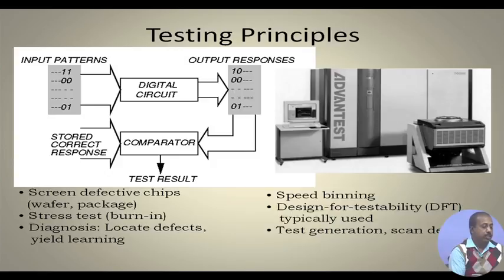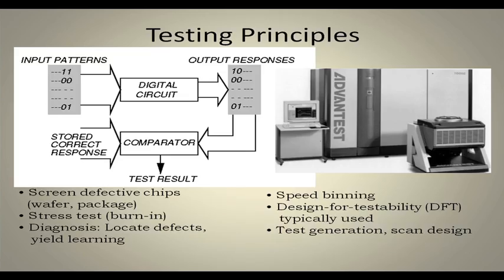Then for the diagnosis purpose, we need to locate the defect and then we see what is the yield that we are getting. Yield learning is actually this: in some production, if we find that the chips are failing, they are not passing the tests, then we try to figure out whether there may be some problem with the manufacturing process. So, we try to locate the defects, and if a number of chips show the same defect location, that means there is some problem with the manufacturing process. So, the yield has decreased, and we need to correct those processes so that the yield will increase again.